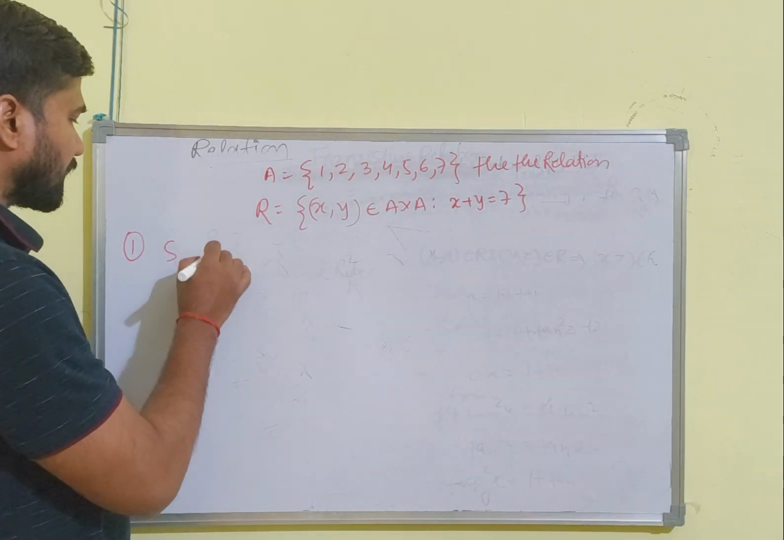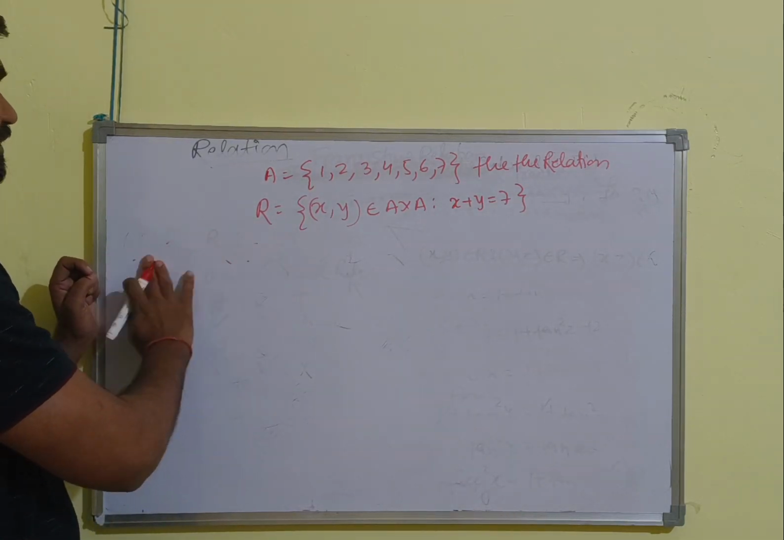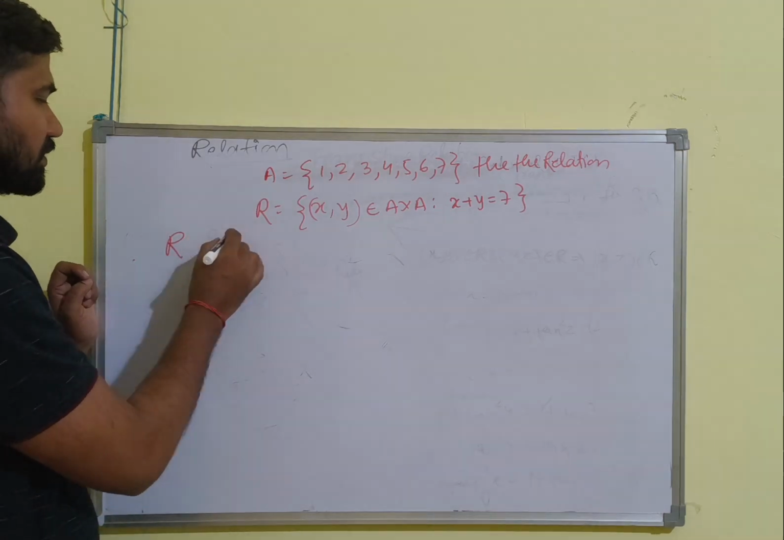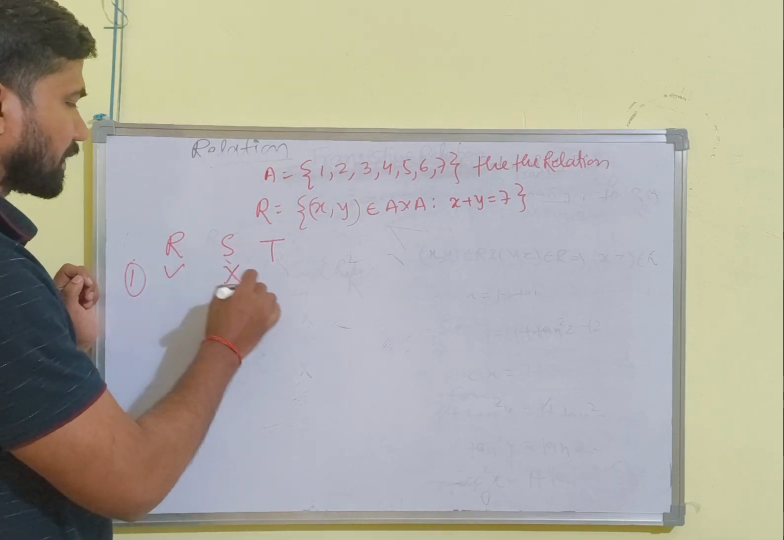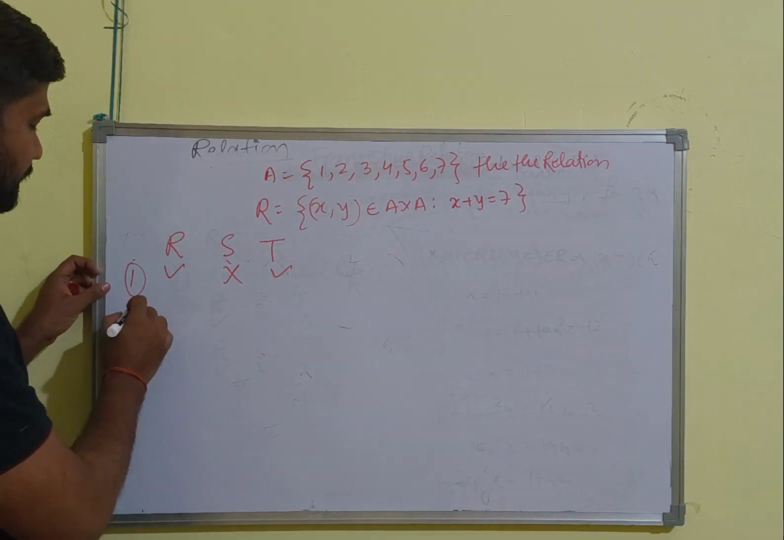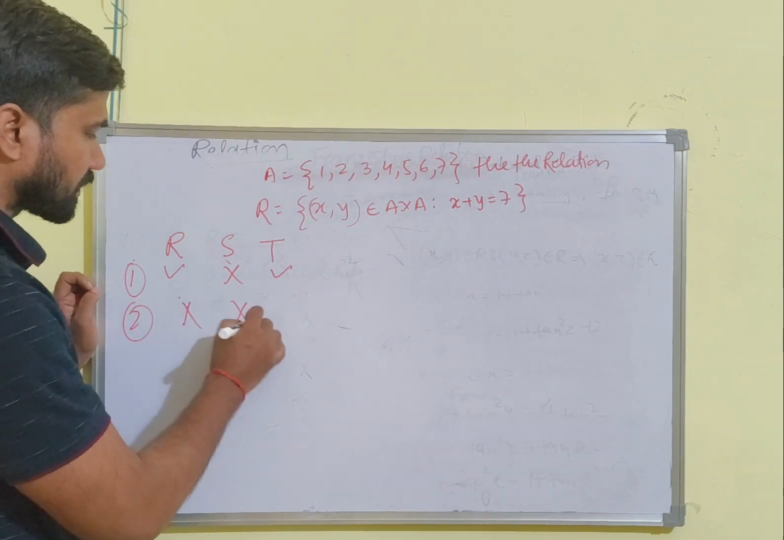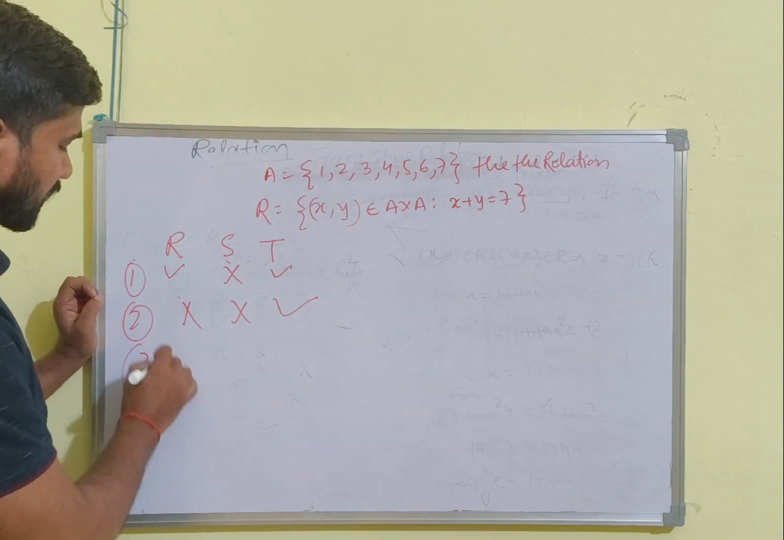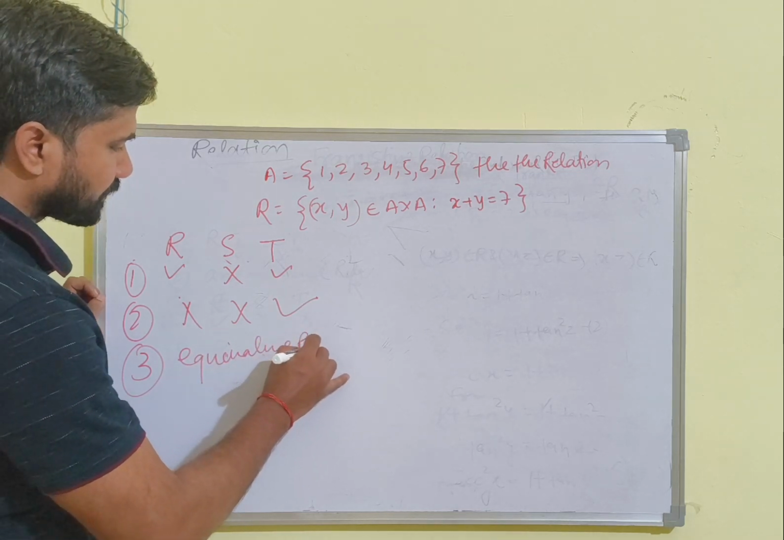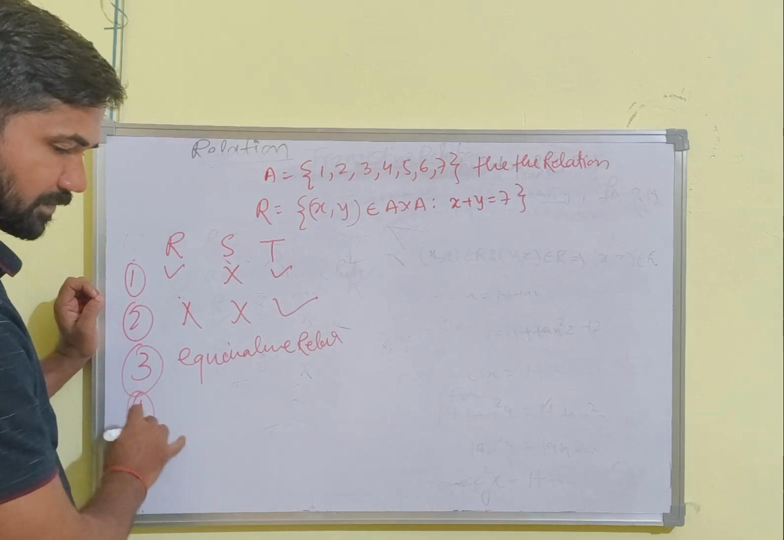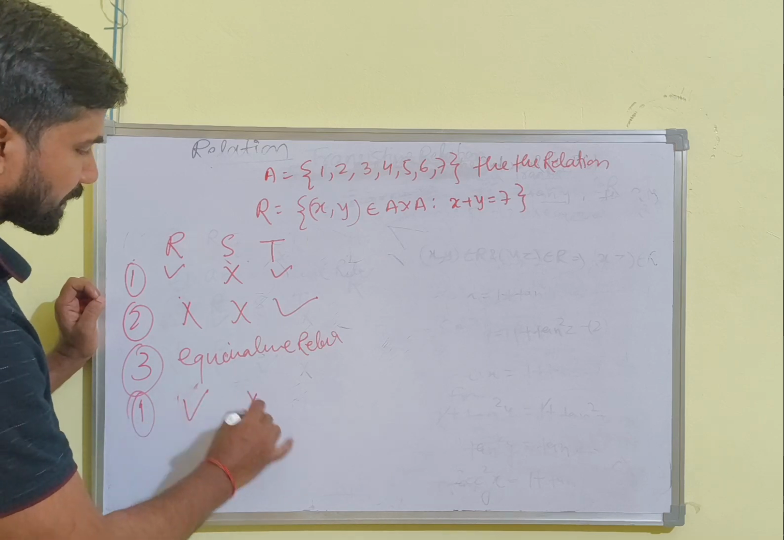First option: it is symmetric, reflexive, transitive. Let's write this way: I will write R for reflexive, S for symmetric, T for transitive. The second option: it is symmetric but not reflexive, not transitive. Third one: not symmetric, not reflexive, but it is transitive. Fourth one: equivalence relation. Fifth one: reflexive, neither symmetric, not transitive.